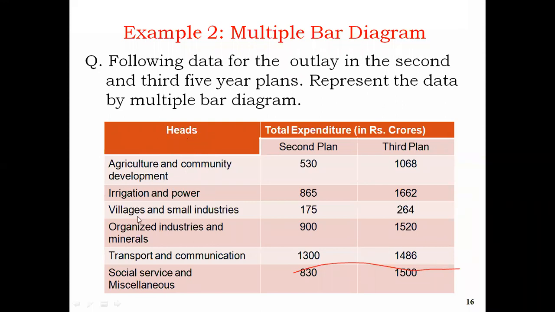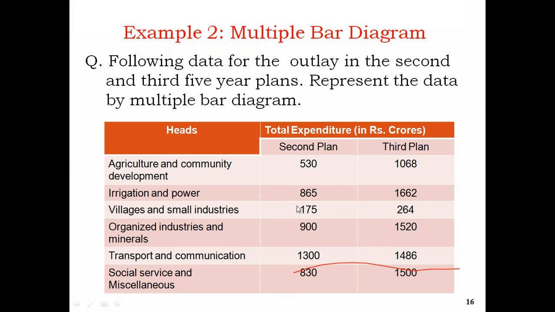So these are the heads: agriculture and community development, irrigation and power, villages and small industries, organized industries and minerals, like this. And then total expenditure, this is given in crores. So second plan and third plan. These are the second and third 5-year plans. So we have to represent this data with the help of our multiple bar diagram.